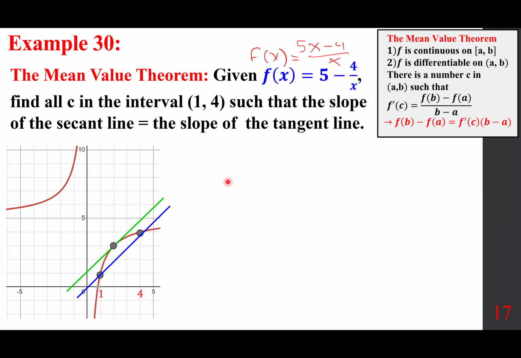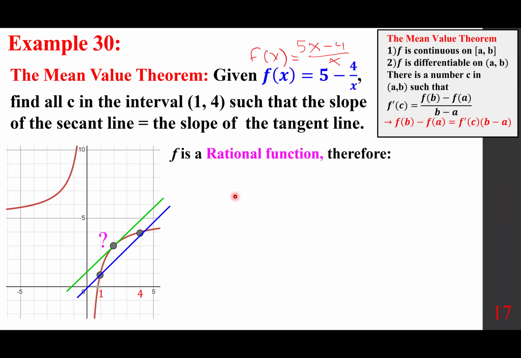Now let's look at the graph in the following manner. Just that was too fast. So at 1, we are here. At 4, we are here. We connect them, and there's somewhere in between that we are looking to find, such that the tangent line is parallel to the secant line. The blue line is the secant line.